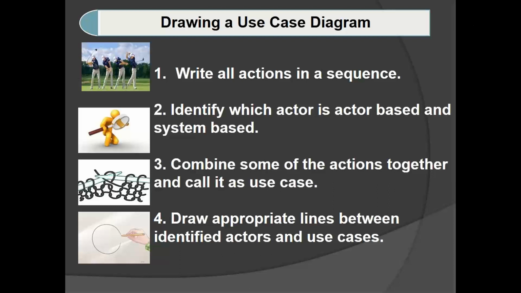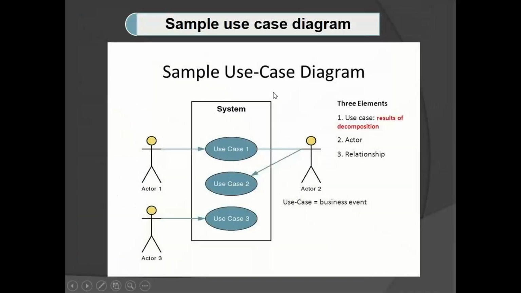Whatever actors we have identified, we are going to draw appropriate lines. So you can see here, use case 1, use case 2, use case 3 are nothing but the actions which we have identified, and we are going to put them in a sequence. We take each action, use case 1, and see whether it is done by the system or the actor. Same for use case 2 and use case 3.